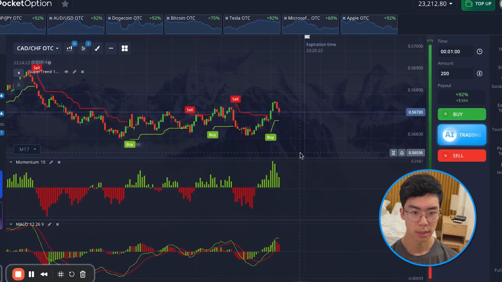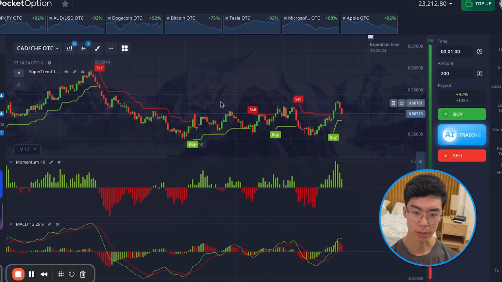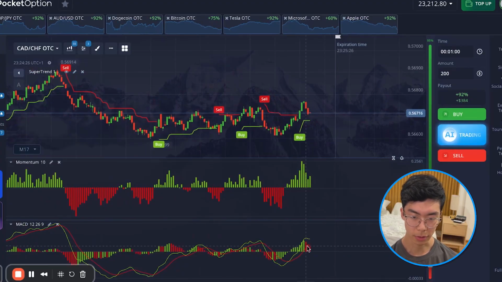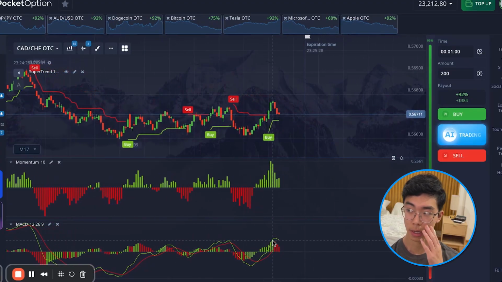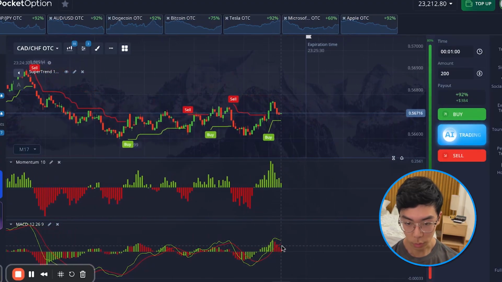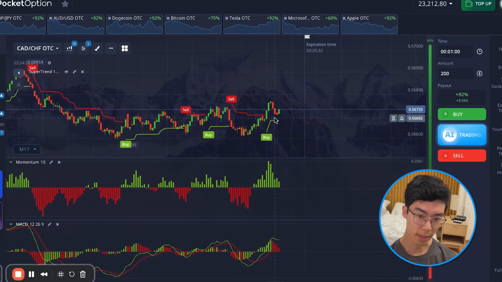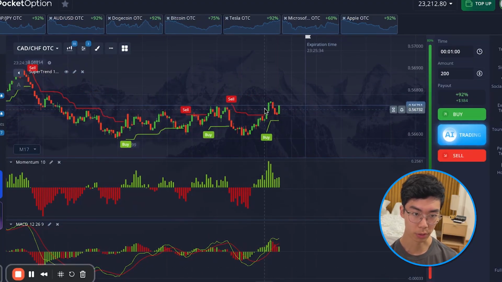I'm not sure if I want to enter that because, as you see right here, the MACD is going downwards, really. So that's not a good signal to me right here, personally.